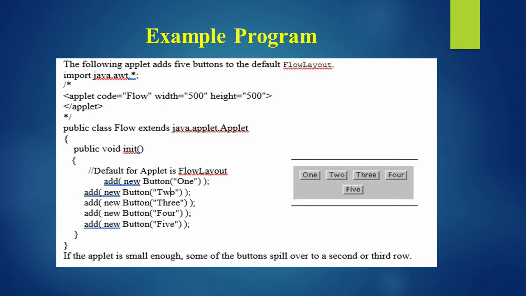A simple example program for flow layout. In that program, we are going to add 5 buttons. For that, we need a method to be called, add new button. By calling this method only, we are able to add the buttons.